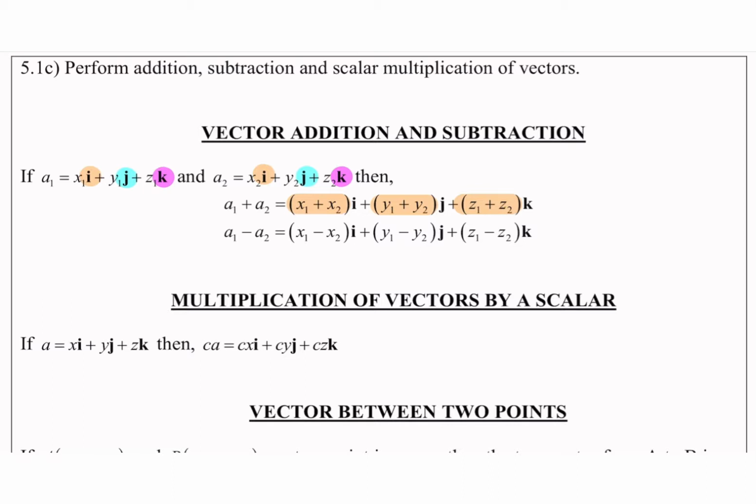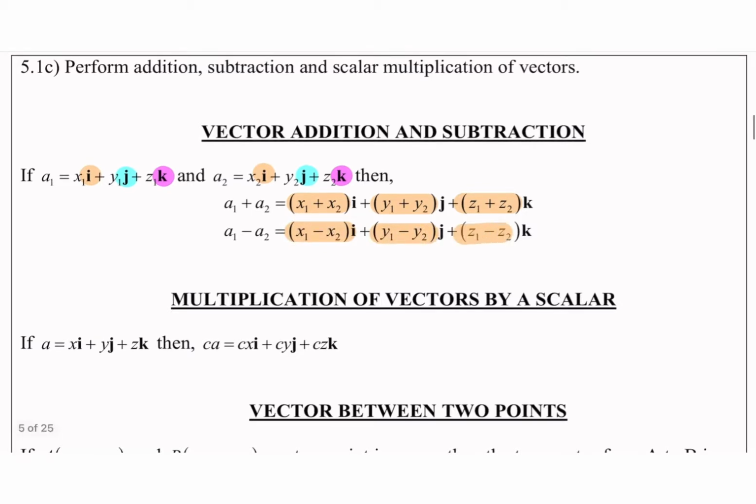Okey, kemudian kalau kita nak cari tolak, vector A1 minus vector A2 is equals to (x1 minus x2)i plus (y1 minus y2)j plus (z1 minus z2)k. So, sama jugalah kalau tolak pun. Kita akan tolak dengan common unit vector. Okay, kalau unit vector I dengan unit vector I, unit vector J dengan unit vector J, unit vector K dengan unit vector K. That is for vector addition and subtraction.